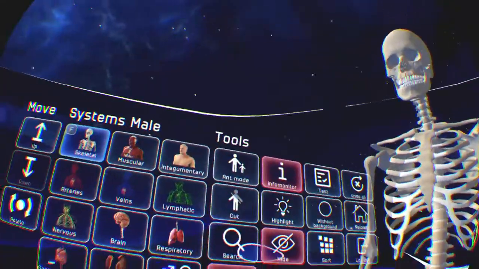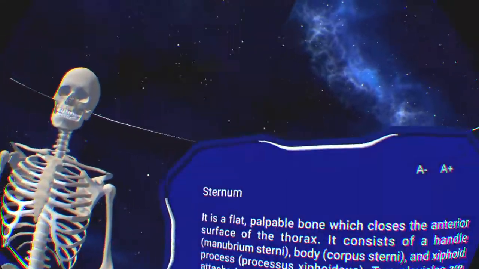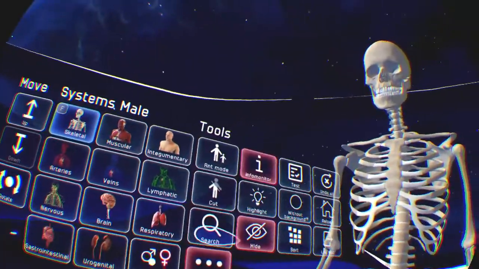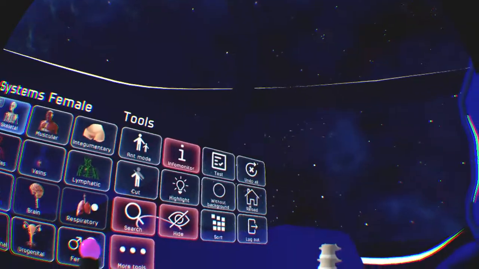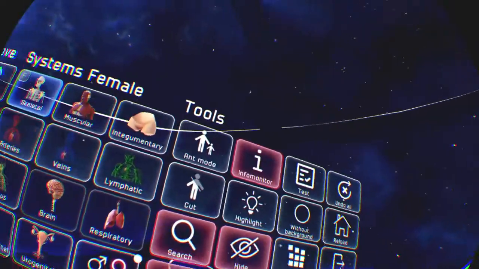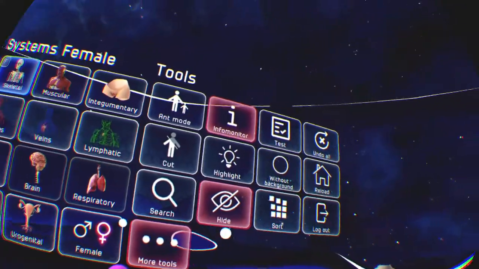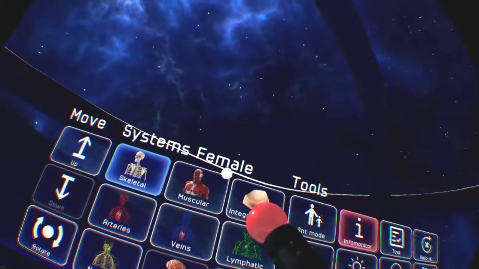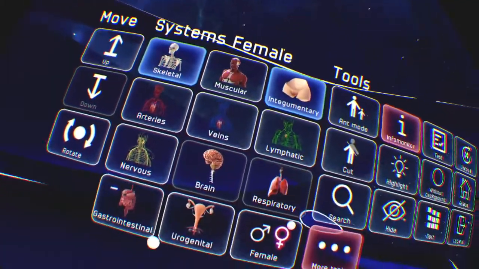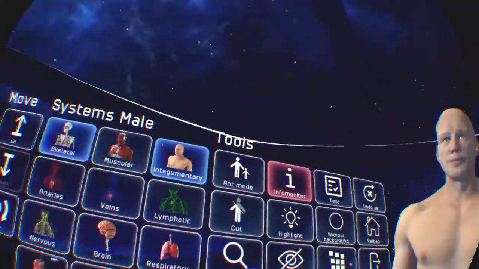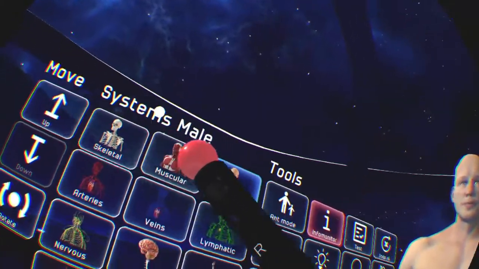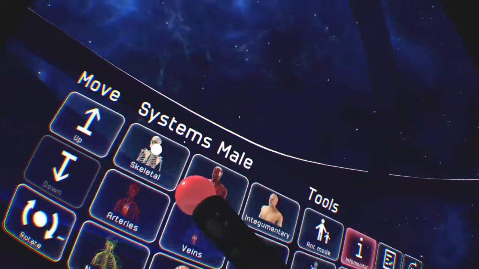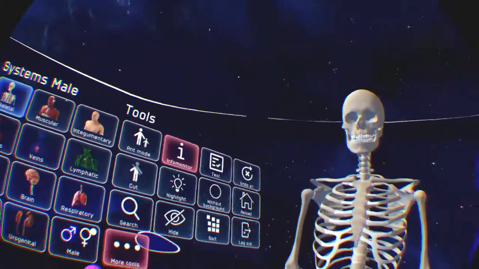Okay, here we go. Going over the skeletal system. Oops, I pressed all kinds of buttons. Wrong one. Female. What did I do here? Oh, male. Okay, and skeletal system. Here we go.